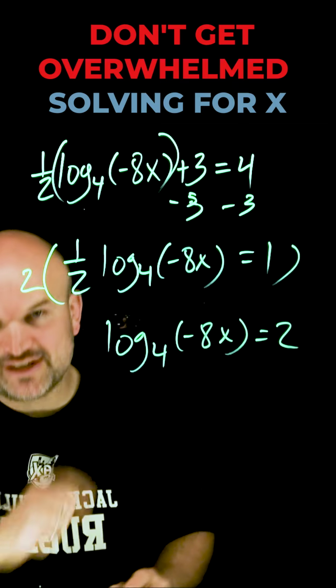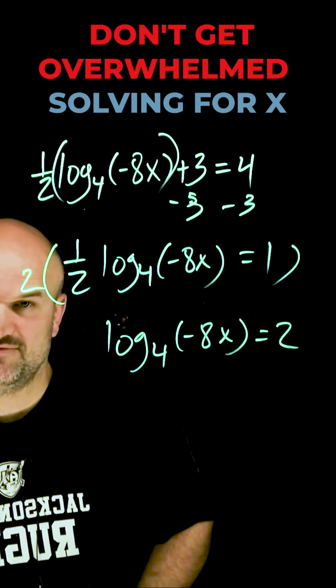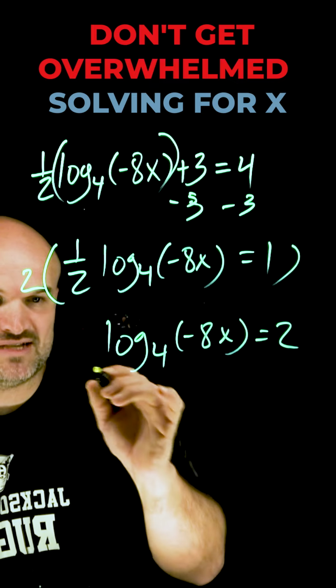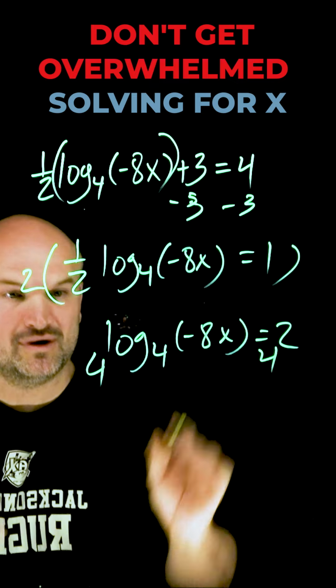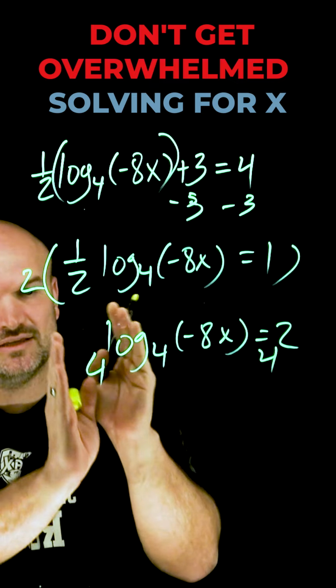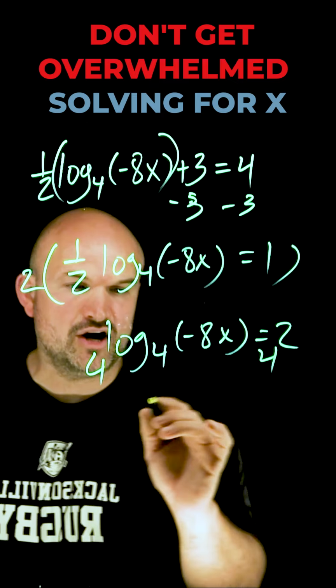Okay, so how do you get rid of a logarithm when it's raised to the base 4? You exponentiate to the same base, which in this case would be a positive 4. Now I can get rid of the logarithm, and I'm just going to be left with the argument.